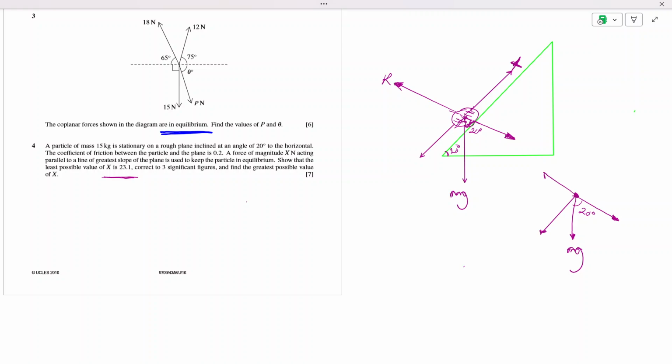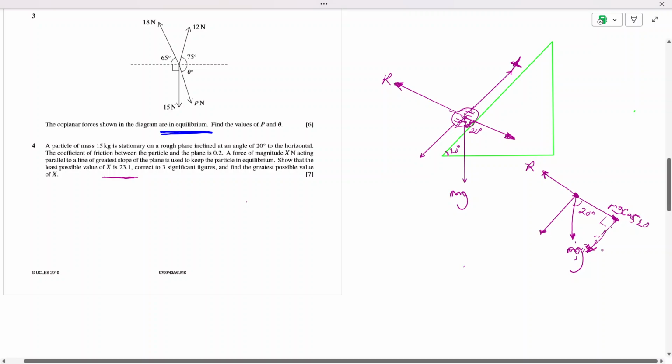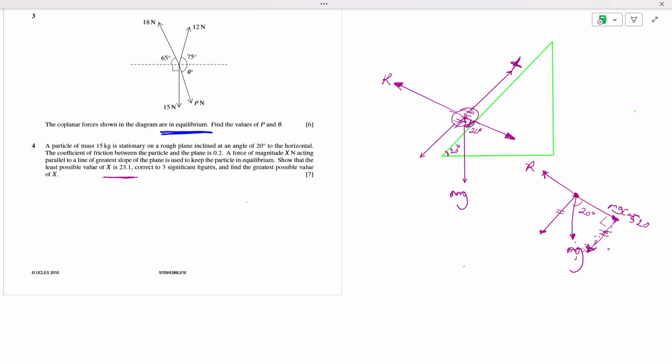So you have the reaction in that direction. Then you have the component of weight acting perpendicular to the plane, which is mg cos. See, this is now a right angle triangle right there. Mg cos 20. So what I'm simply doing is just resolving the weight. And then the component that is acting parallel to the plane is this one, which is also the same as this. That would be mg sine 20. So this is mg sine 20. Right. So I'm going to write that here.